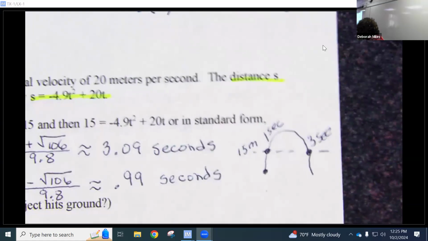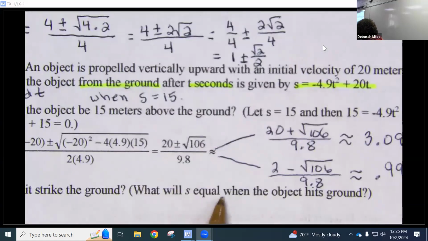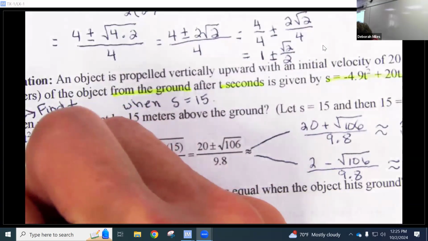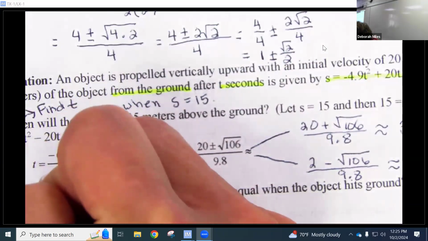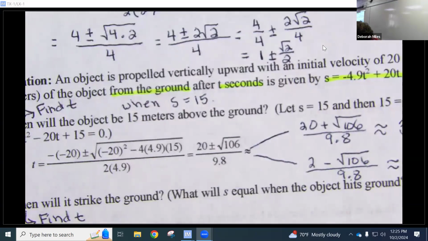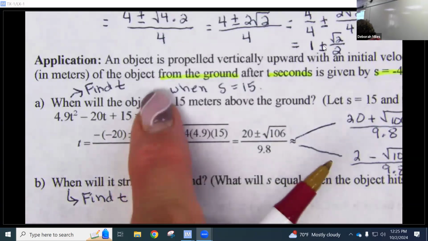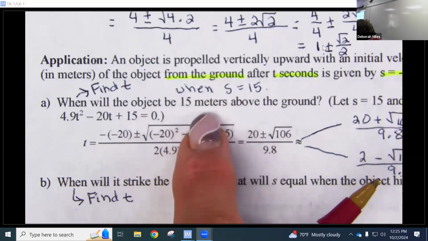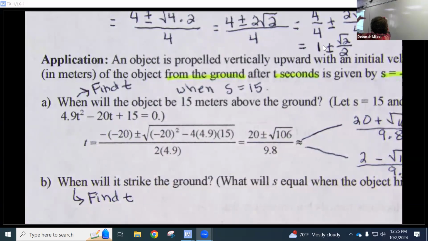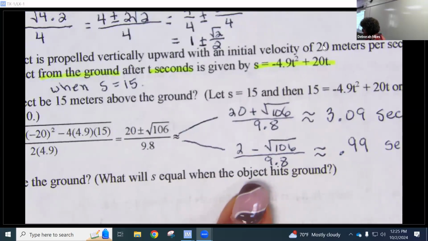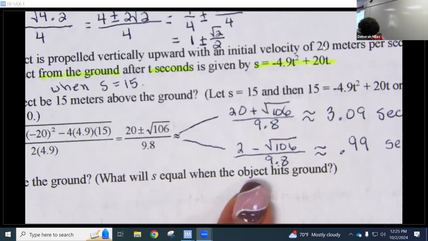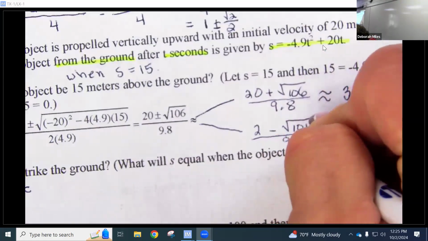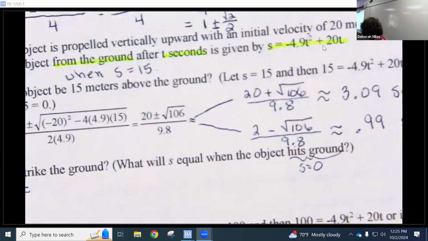And the B part says, when will it strike the ground? Well, once again, when means find T. But if you want me to find T, you have to give me a value for S. In the A part, they gave us S is 15 when the ball is 15 meters above the ground. What is the height of the ball when it hits the ground? 0. Hits the ground means S is 0.